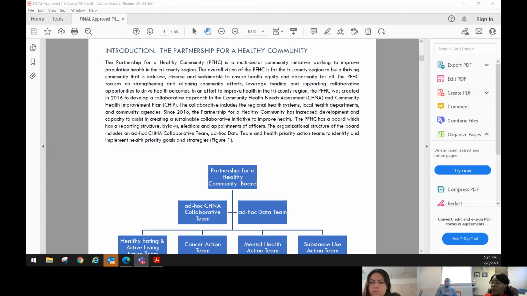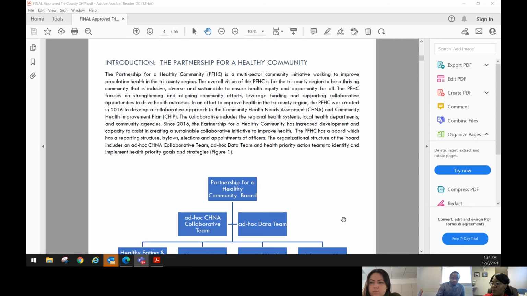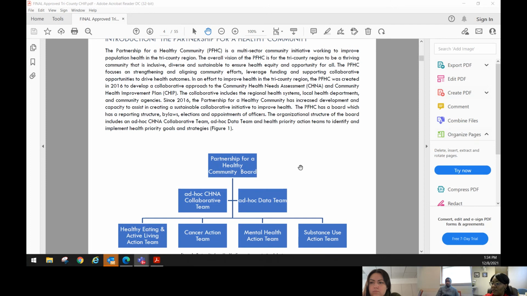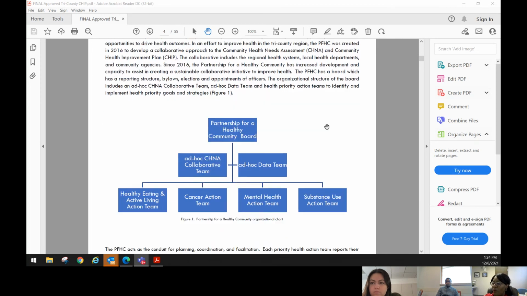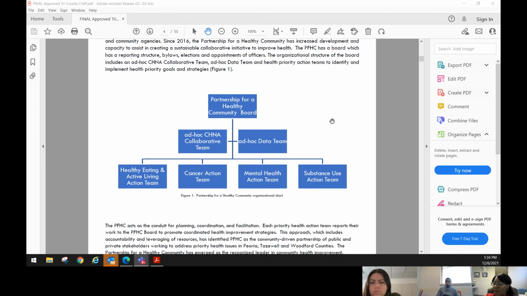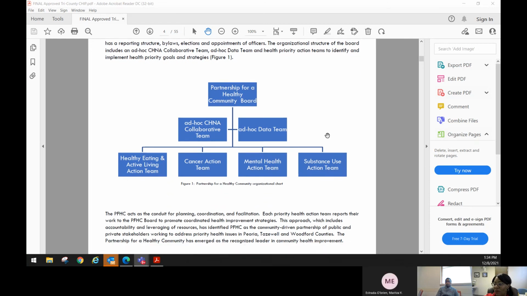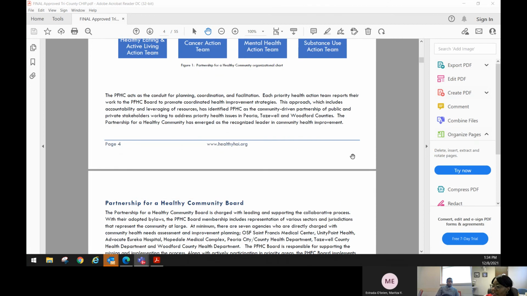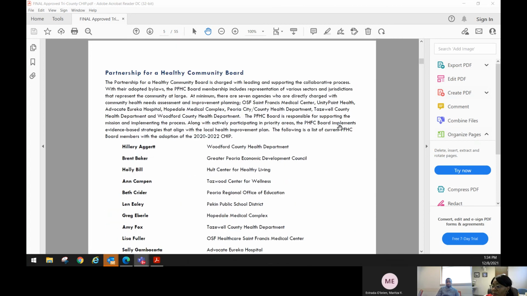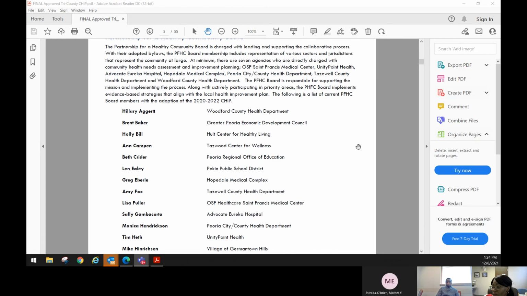Okay, so this is again that partnership. Remember, we talked about that formation. As you can see, in 2016 is when they started with the collaborative approach. But now we are more formed. We're organized as our own organization, with the board members being representatives from our health systems, the health departments, and other agencies. And these are the board members, just so you know who these members are.